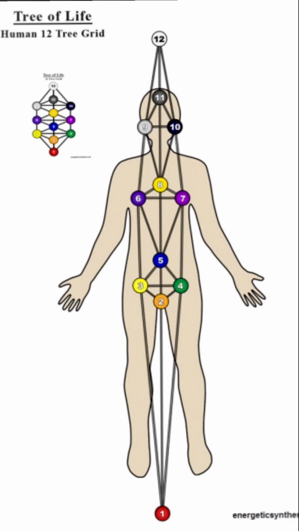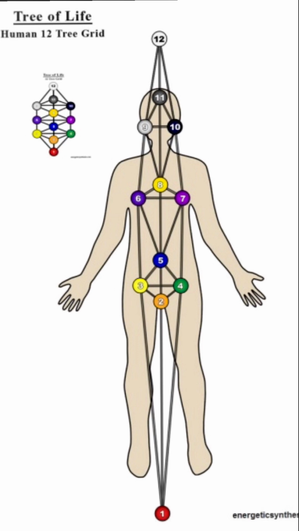And then this is what the 12 spheres would look like around the body using the 12 tree grid. I would say just go with what you feel internally about their exact location, because it might be different for you. Like I feel 6 and 7 a little bit more up towards the scapula, because I see them more as the area where your wings go.